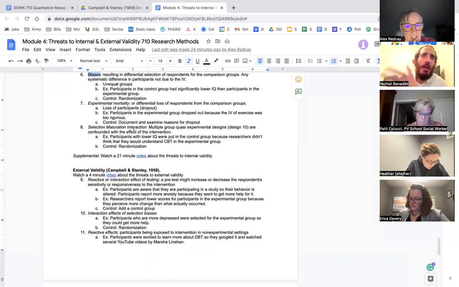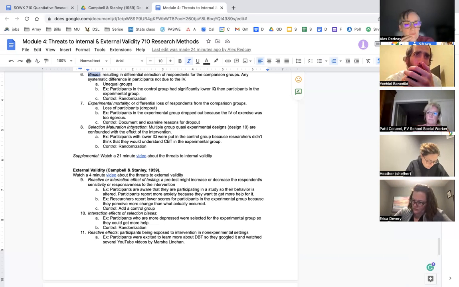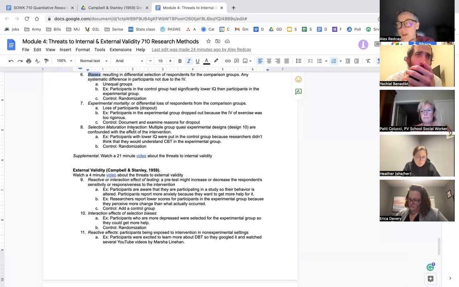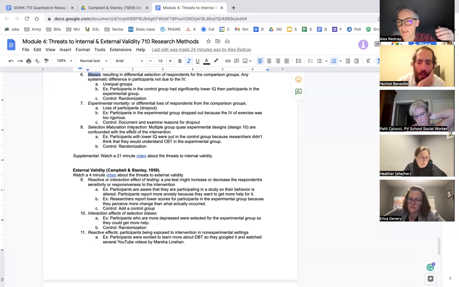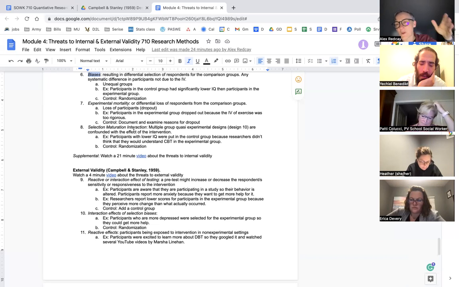Experimental mortality. What that means is there is a difference in the groups because people dropped out of the experimental group. Let's say an example, let's do substance use again. The experimental group is people running every day, 5, 10, 15 miles. That's the experiment to try to get those people sober. The control group is people receiving massages. Okay. So then the experimental group people keep dropping out because nobody wants to run 15 miles, but the control group people stay in. That is experimental mortality.